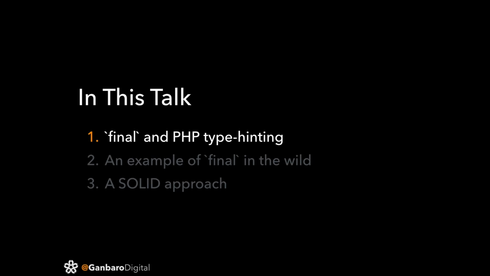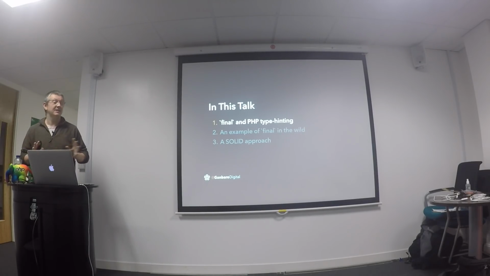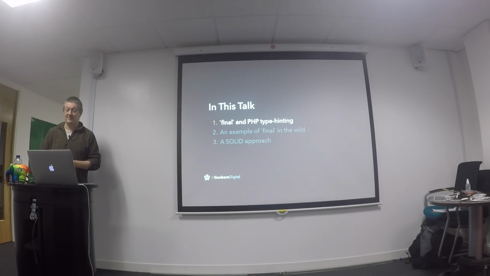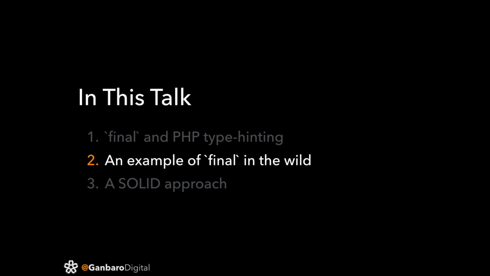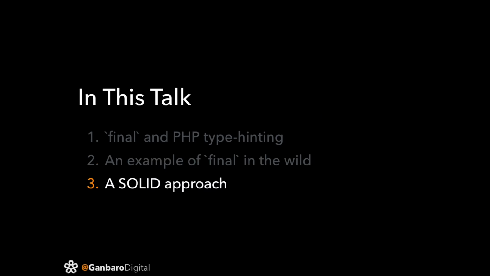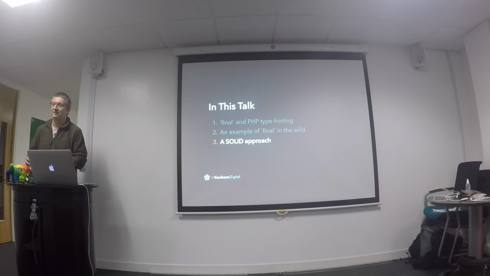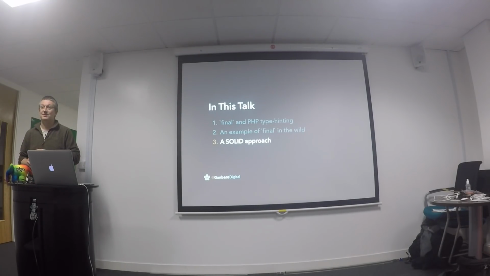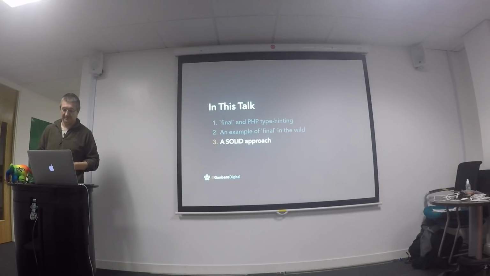So I want to cover three things in this talk. To make sure we all understand what we're talking about here, we'll look at final and how it affects PHP type hinting. We'll look at a real life example of some real code where final was used and its impact, positive and negative. And we'll see if we can find a halfway house between locking everything down with final and actually still being able to extend and reuse code.